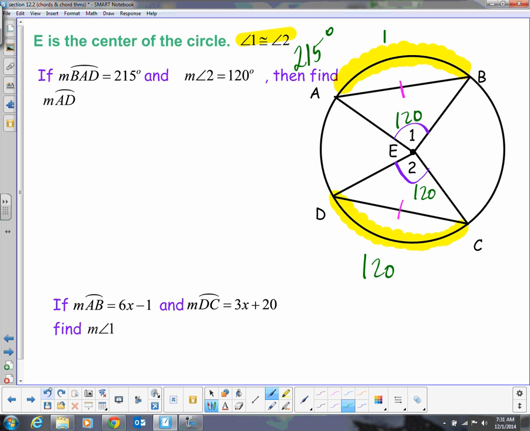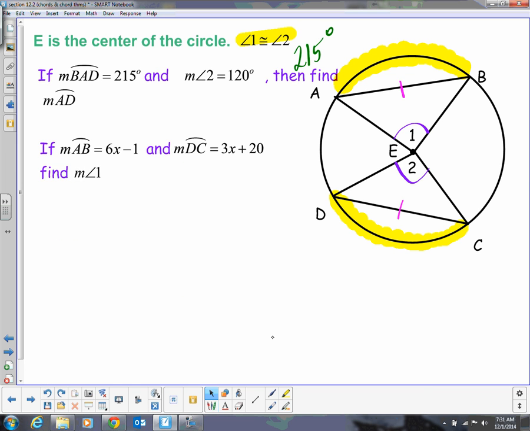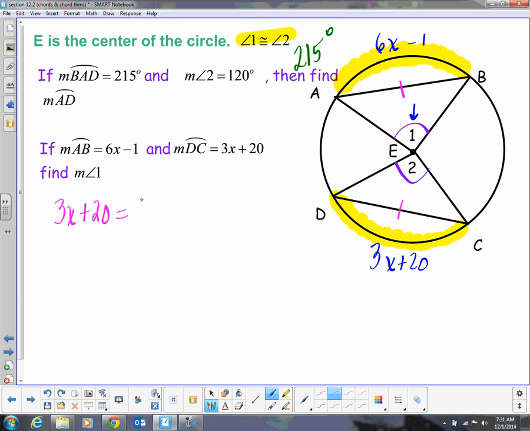All right, so let's take away this part of my picture. So now we have arc AB. Now we're back into the algebra. Is 6x minus 1, and DC is 3x plus 20. Notice I want to know what angle 1 is. What equation can you set up, Tommy? Three x plus 20. All right, and why did you say equals? Right, they're the same because their central angles are congruent.